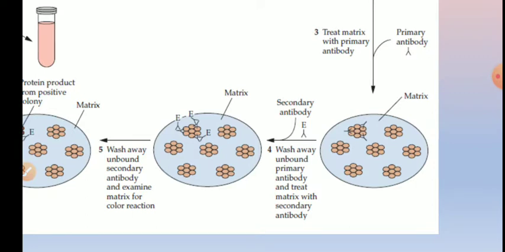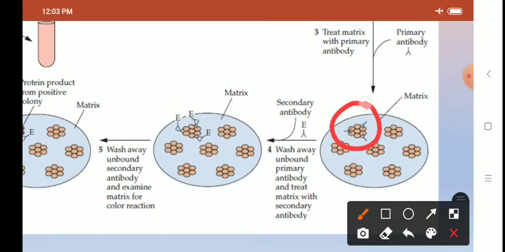Now you can see here in this diagram the primary antibodies. The primary antibodies combine with the antigenic protein produced by those cells which contain the recombinant DNA, which contain the foreign gene inside it. Then you have to again incubate this matrix with the secondary antibody. The secondary antibody may be enzyme labeled or it may be radio labeled. Here in this diagram we have shown that the secondary antibody is enzyme labeled.